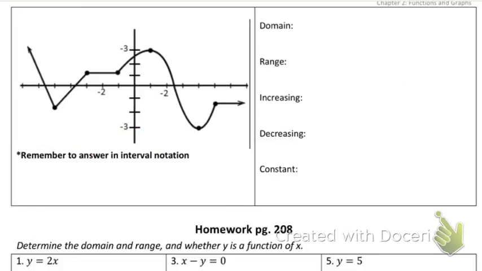All right, you're in charge of doing this next one. I'm only going to give you a couple minutes. It shouldn't take super long. I want the domain, range, increasing, decreasing, and constant. Like I said, just a couple of good points. They aren't all negative.